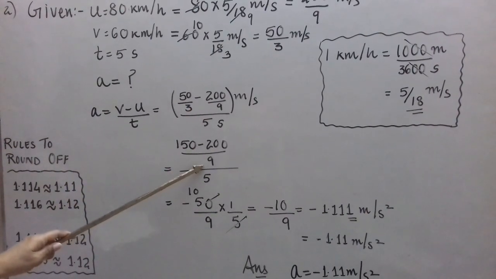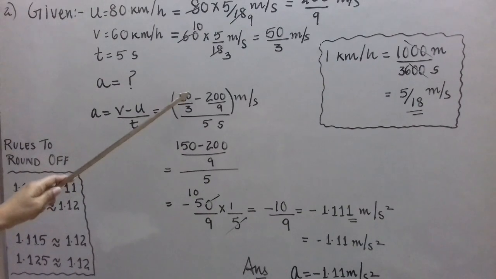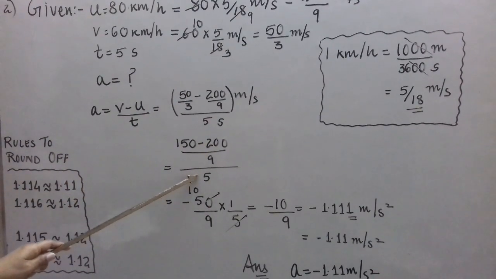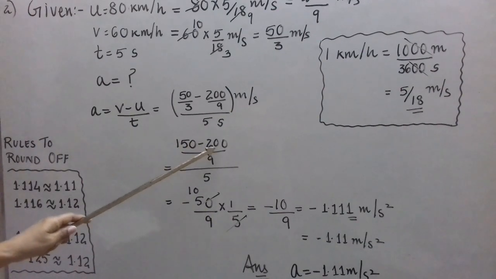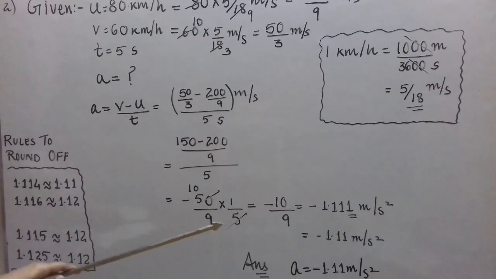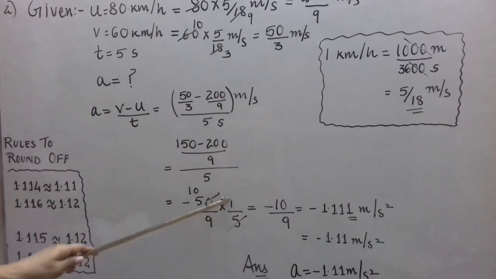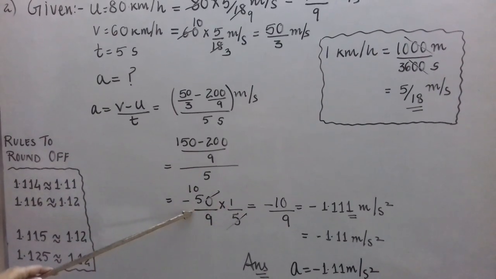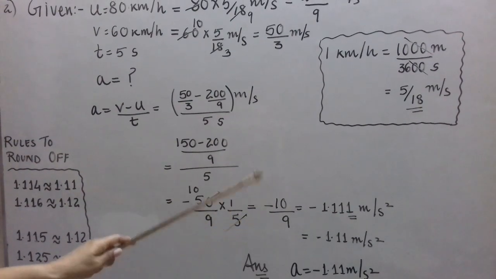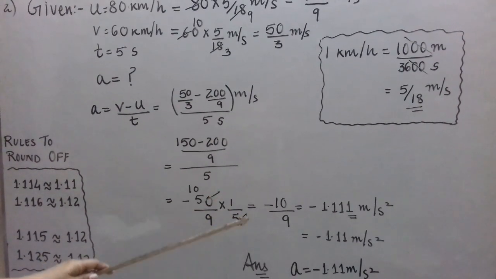So here the LCM is 9. So we'll do the simplification. 3 into 3, 50 into 3, 150 minus 200 upon 9 divided by 5. And 150 minus 200 is minus 50 divided by 9. This whole divided by 5 means into 1 by 5. And after simplification, we see the answer is minus 10 upon 9.